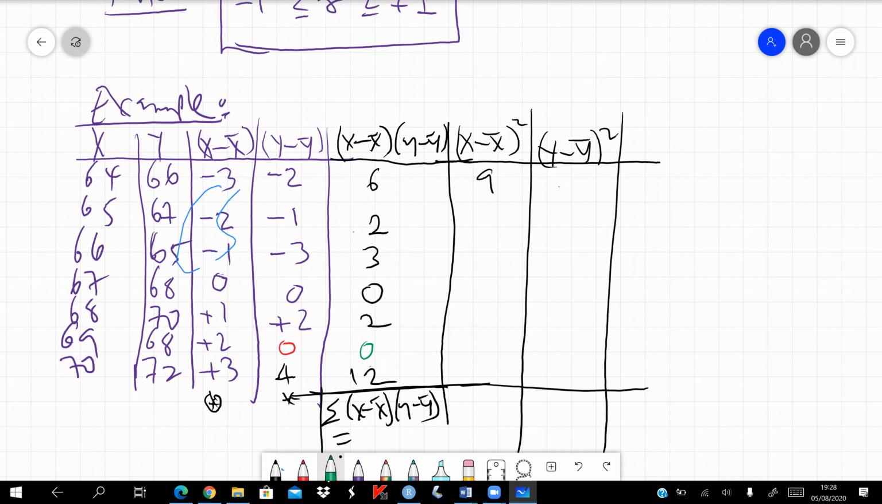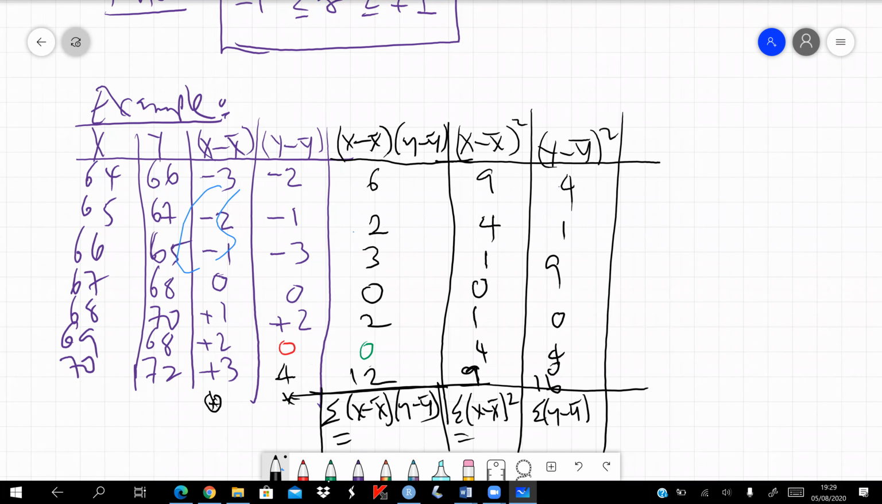So let's square these values. So this is 4, 1, 0, 1, 4, and 9. 1, 9, 0, 4, 0, and 16. So this is a summation of x minus x bar squared, summation of y minus y bar squared. So let's get those totals.